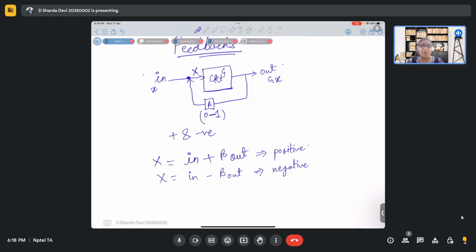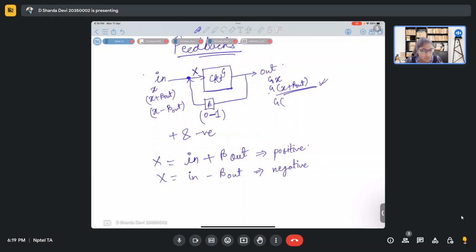Now if it is a positive feedback system, that means I'll have X plus beta times out, right? So what will be my new output? It will be G times X plus beta out, right? So here if you observe, earlier it was X which became Gx. Now my output has increased. Can you see that? Now if it is a negative feedback, that means X minus beta times out.